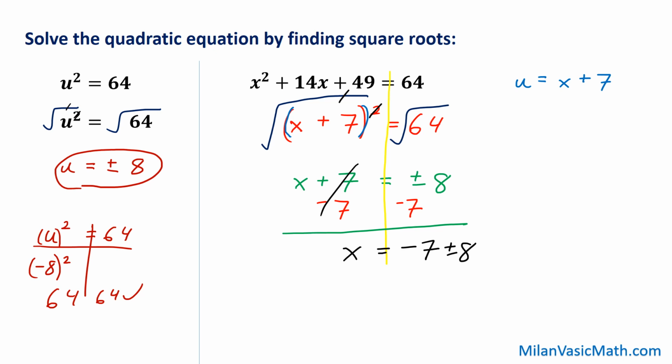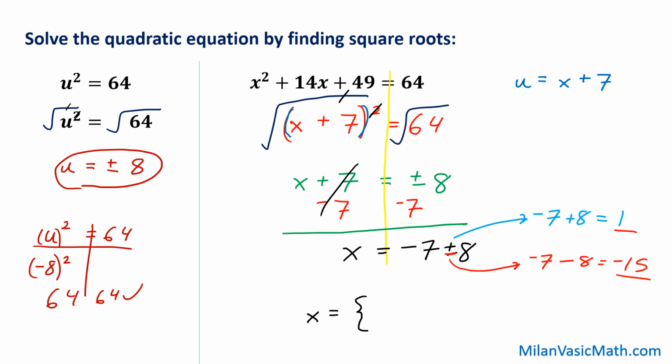Now both of those can be simplified, and we should. So negative 7 plus 8 equals positive 1, and negative 7 minus 8 equals negative 15. So our final solution is that x equals, and I will write it in braces, negative 15 and 1.